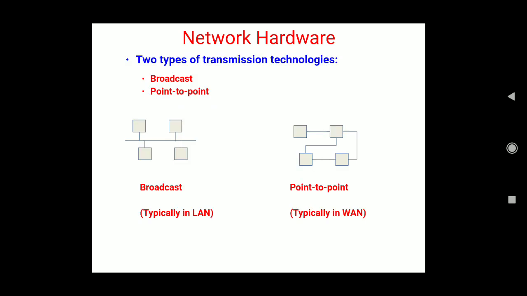So we'll see in detail network hardware categorized by transmission technology. These are the two transmission technologies. One is called broadcasting, and the second is called point to point. On the left side, you can see what is called broadcast, which is typically used in a local area network.